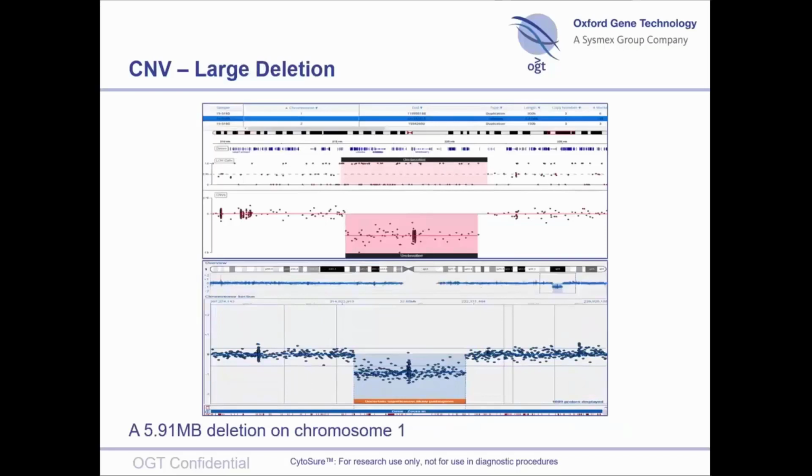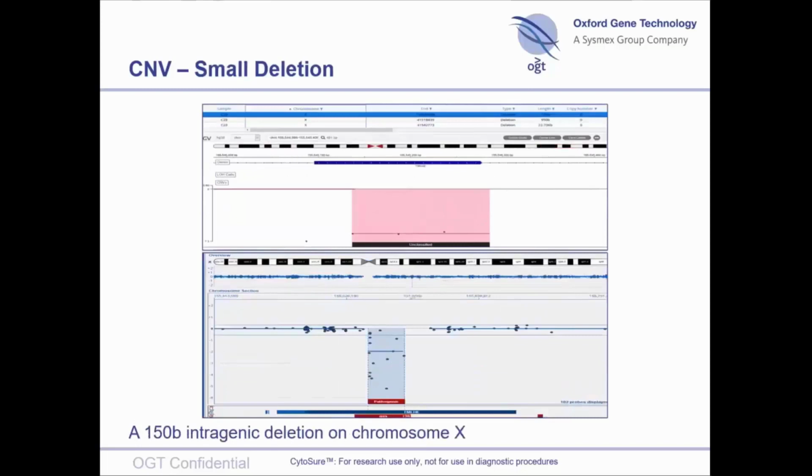Here is an example of a large deletion on chromosome 1, and inversely a small 150 base intragenic deletion on chromosome X.